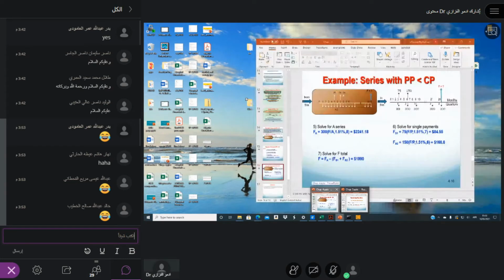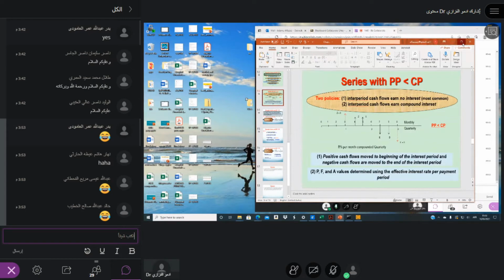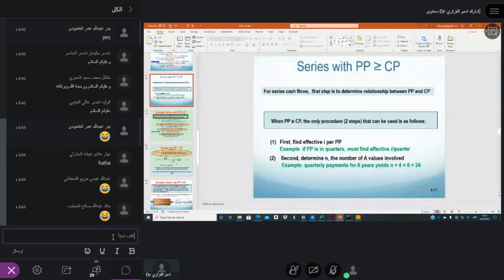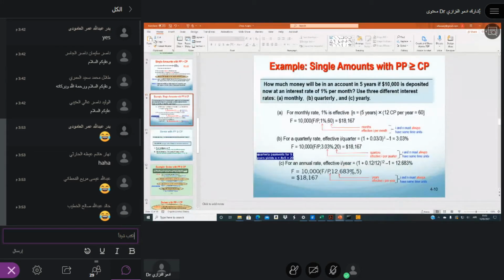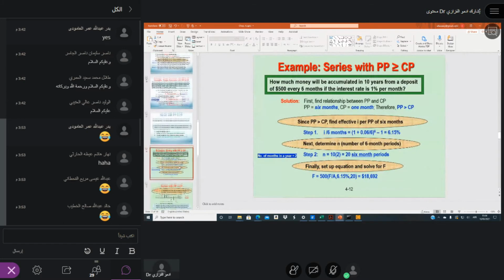Let's just complete chapter 4 and then maybe start introducing chapter 5 to you. The last time we looked at a scenario where you have a single payment, a single amount, where the payment period is greater than or equal to the compounding period, and we explained how to do these calculations. Then we also spoke about a scenario when you are given a series of payments and the payment period is greater than the compounding period. And then we said these are the steps in which you can do these calculations.